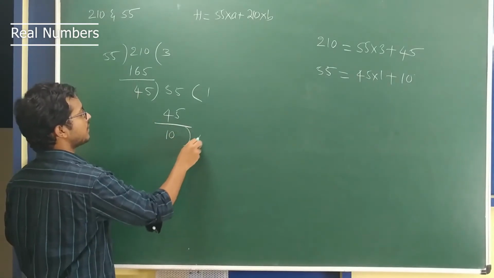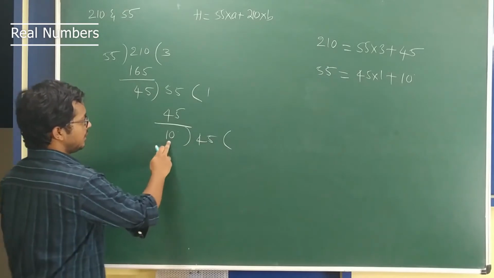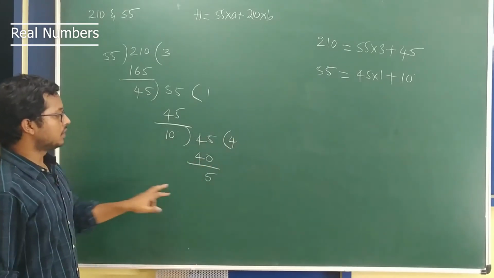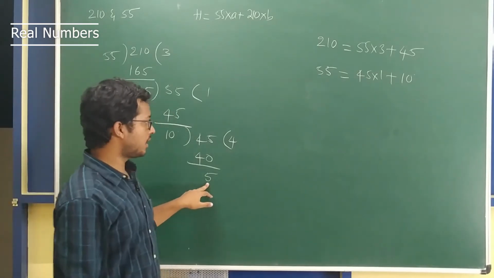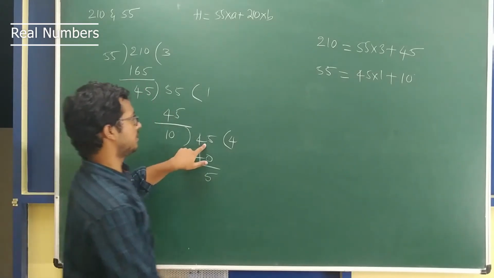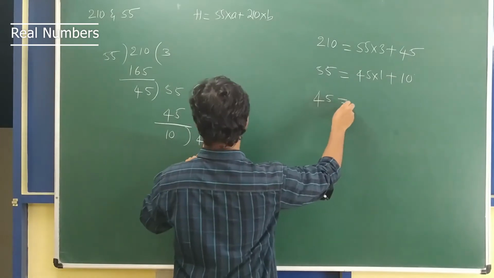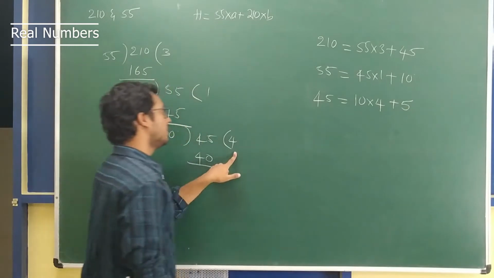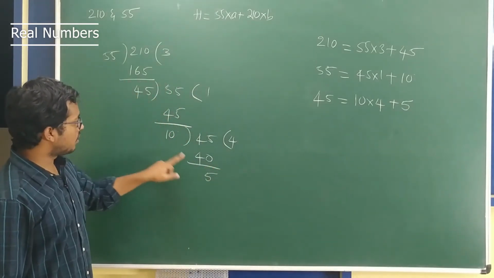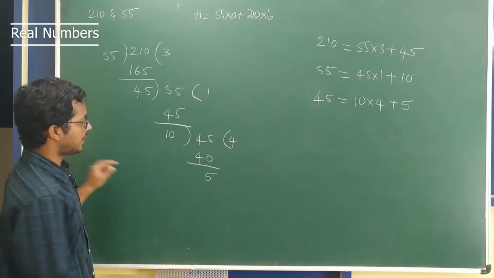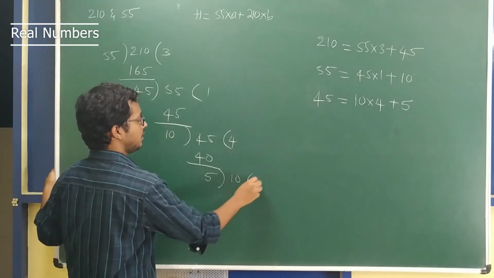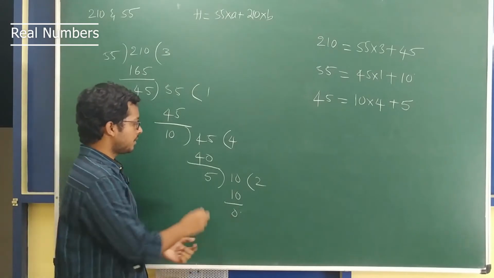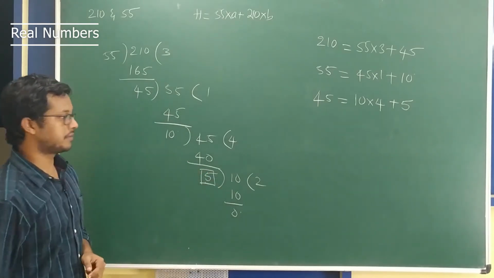So I'll get this 45 here. 10 4s are 40. Remainder is 5. So the remainder is still not 0, so we still don't know the HCF, but before that we'll write 45 in terms of 10. So 45 will be equal to 10 into 4 plus 5. Alright, let's go ahead and divide 10 by 5. So 5 2s are 10 and the remainder is 0. So now that the remainder becomes 0, the HCF is 5.